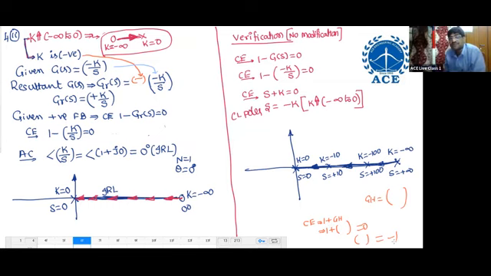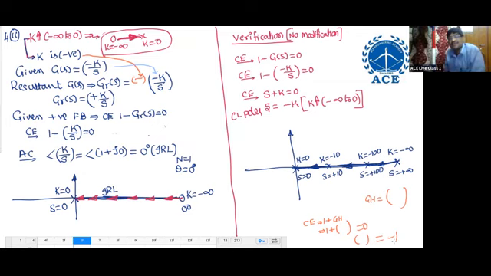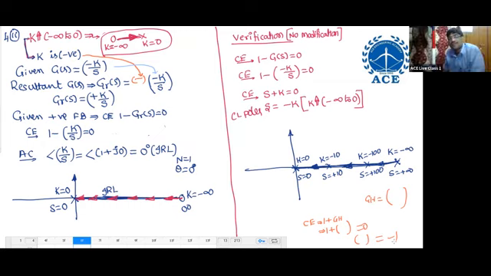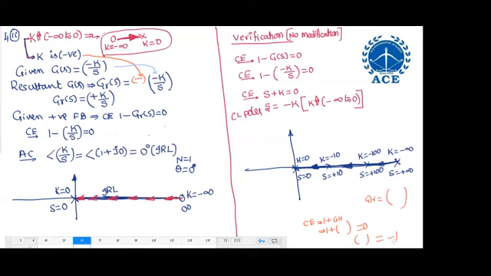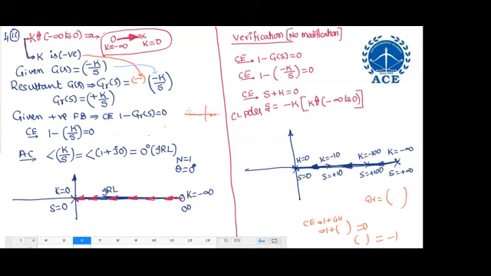So how does 180 come? I'm having the angle of -1, what is the answer? Angle of -1 is 0 degree itself? No. The angle of -1 is 180. Starting from the positive real axis, 0 degrees; the negative real axis, 180. Okay, got it. Thank you, sir.